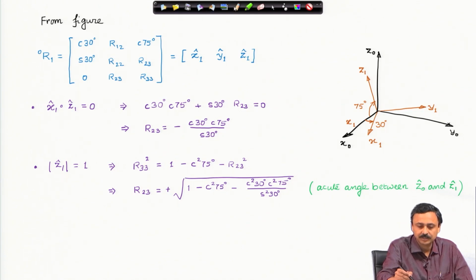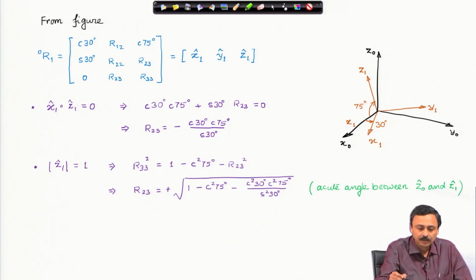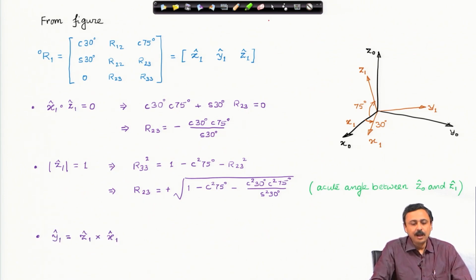We can solve R33, this is 33. We will take the positive root. Finally, how do I calculate the middle column? So, the first column and third column now are completely defined. How do I calculate the middle column?